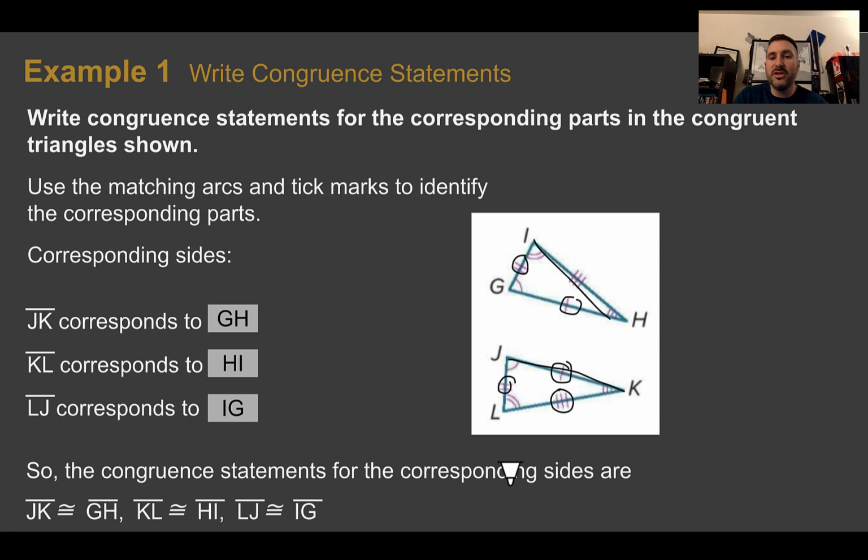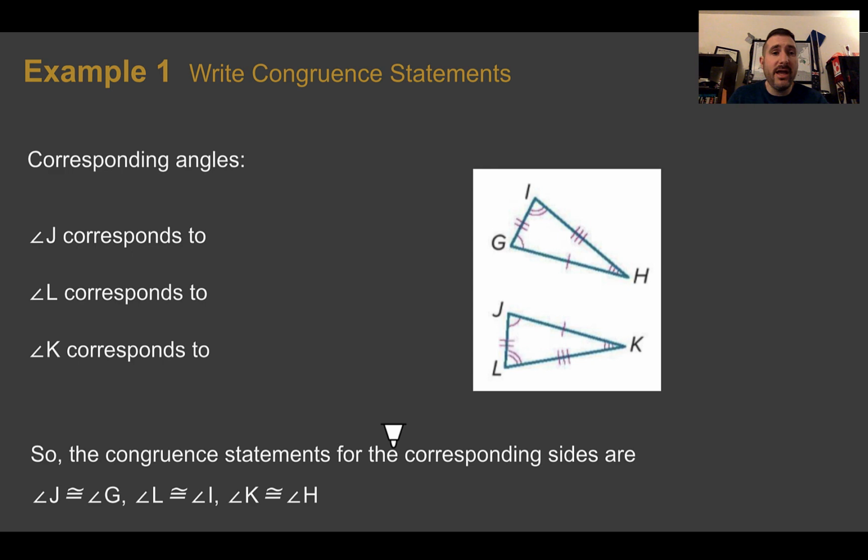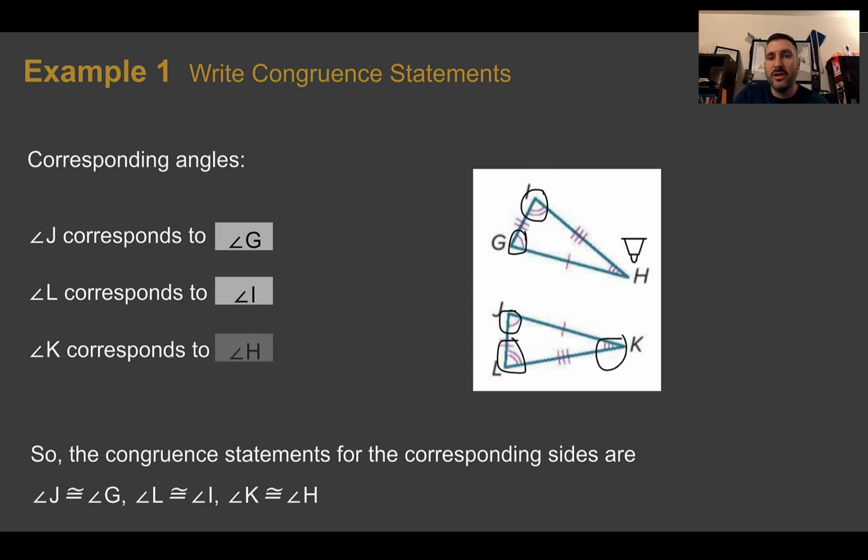So our congruent statements for the sides would be segment JK corresponds to segment GH. Segment KL corresponds to segment HI, and segment LJ corresponds to segment IG. For the angles, we look at the arcs. So J has 1 arc, which has 1 arc, G. Angle J corresponds to angle G. L has 2, so I has 2. And K had 3, so which one had 3? H. Again, for our congruent statements, we just take the 2 that are congruent and put the symbol in the middle.